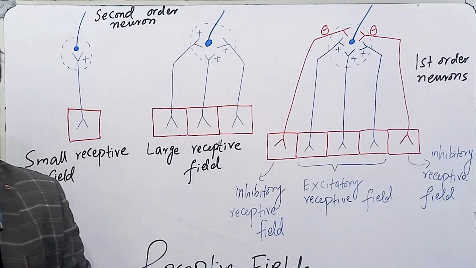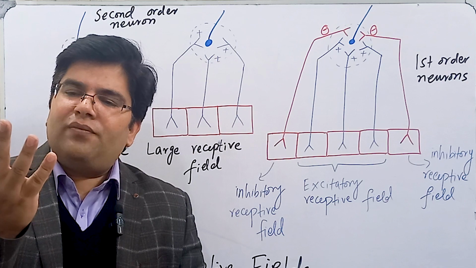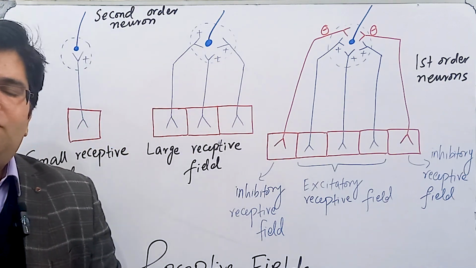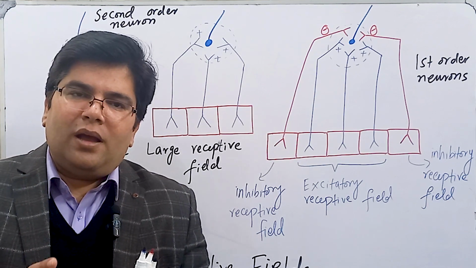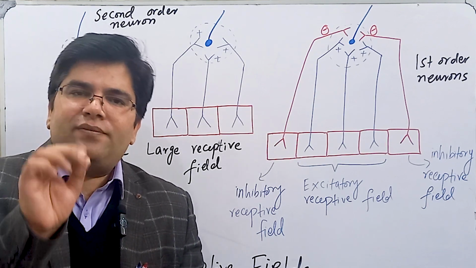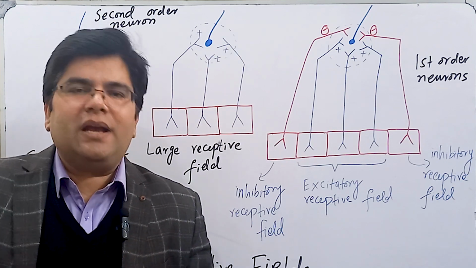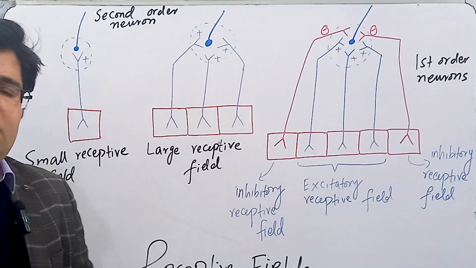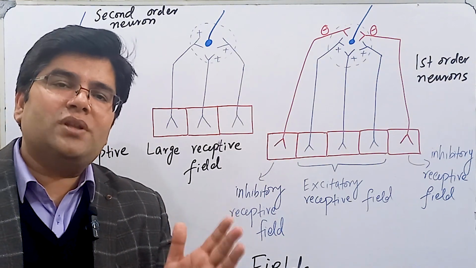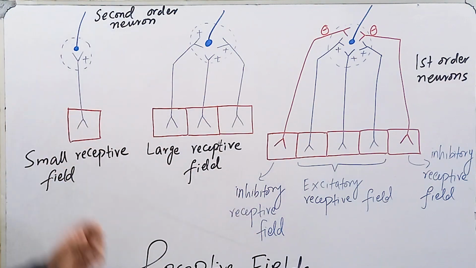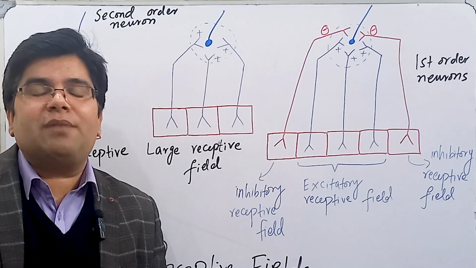And this is the reason why the touch sensation in our fingers and hands is more acutely localized, or there is better ability to discriminate the touch of two separately placed points in our fingers as compared to in our back or in our calf. This is also because the representation of those areas which have more receptive density, or smaller receptive fields, is much bigger in our cerebral cortex.